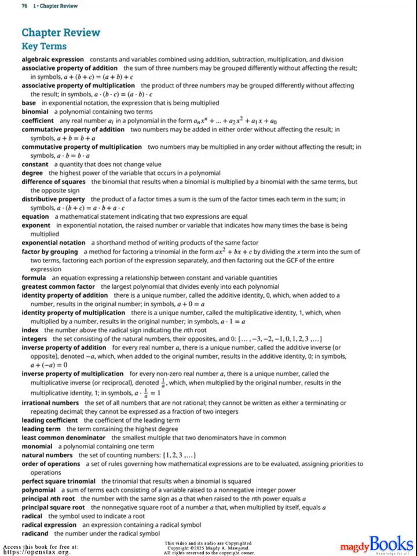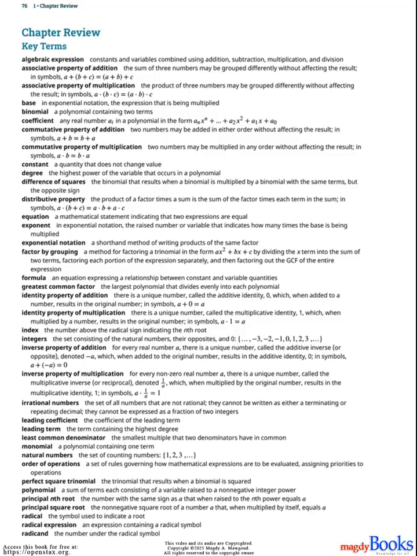Order of operations. A set of rules governing how mathematical expressions are to be evaluated, assigning priorities to operations. Perfect square trinomial. The trinomial that results when a binomial is squared. Polynomial. A sum of terms each consisting of a variable raised to a non-negative integer power. Principal nth root. The number with the same sign as a, that when raised to the nth power, equals a. Principal square root. The non-negative square root of a number a that, when multiplied by itself, equals a.